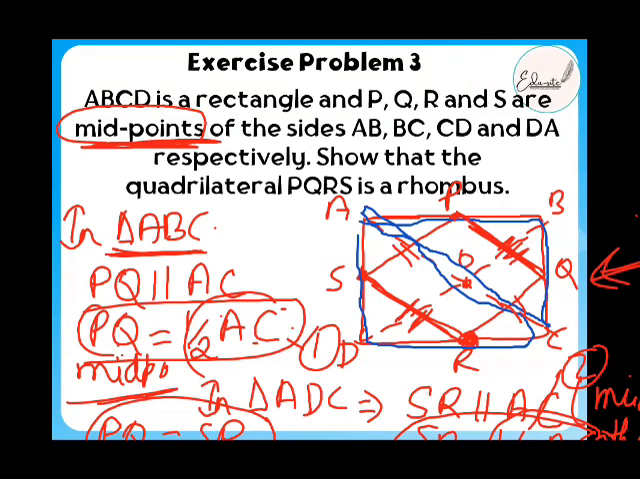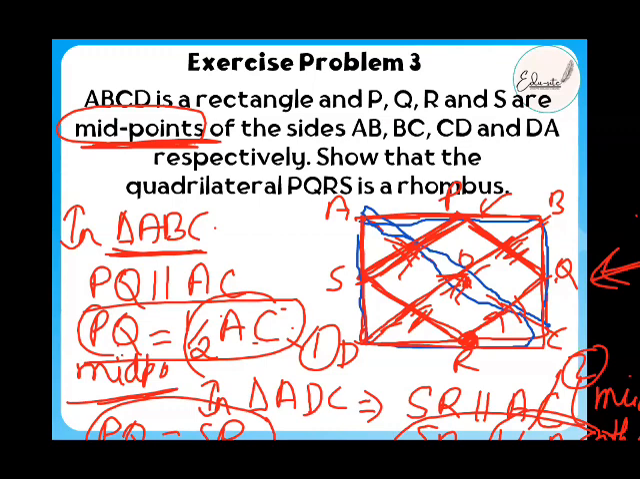How can we prove that? We have to consider these two triangles now, triangle ABD and triangle BDC. If we consider these two triangles, again we can prove using the midpoint theorem that SP is parallel to DB and RQ is parallel to DB. If both are parallel, then PS is directly parallel to QR.